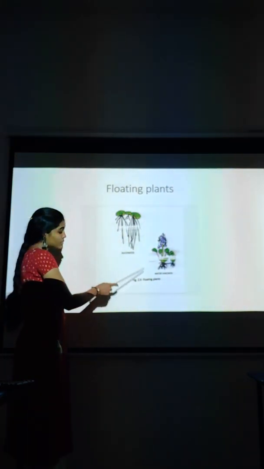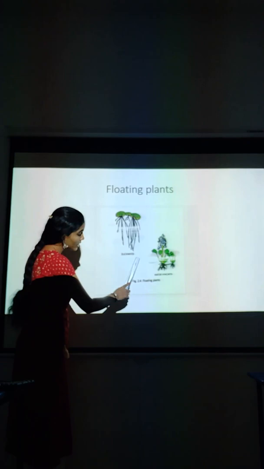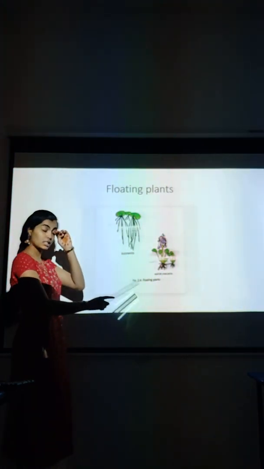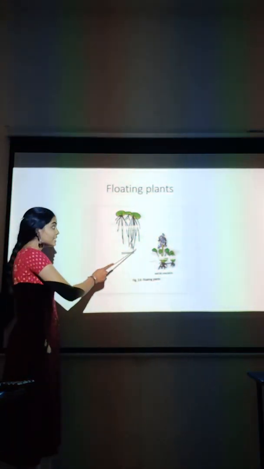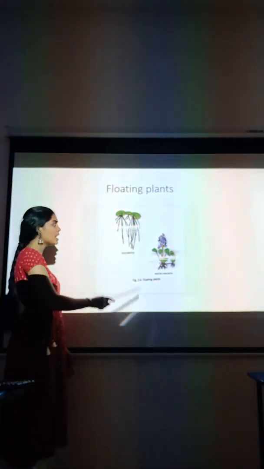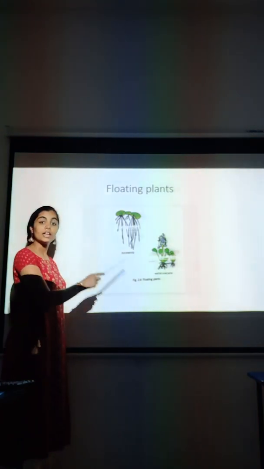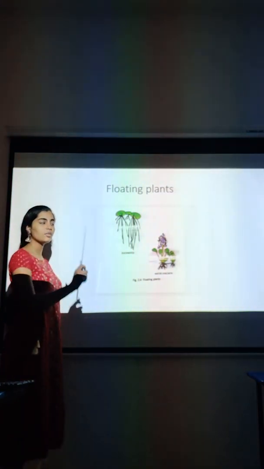See, these are the examples of floating plants. Duckweed, water lily. Why do they float on the water? Because they are very light. They are very light and they are very small in size. So that is the reason why they float on the water.